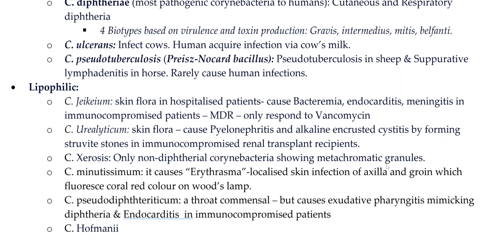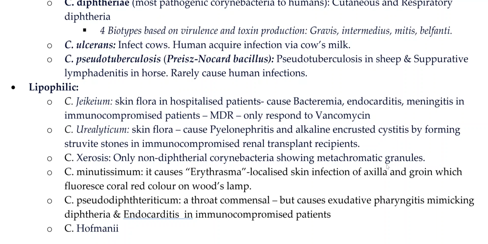For example, one which is emerging nowadays, that is Corynebacterium jeikeium, which is usually a skin flora, usually in hospitalized patient, and it can cause bacteremia, endocarditis, and meningitis, especially in immunocompromised patients. And interesting thing is that this is a multi-drug resistant corynebacteria, and it only responds to vancomycin.